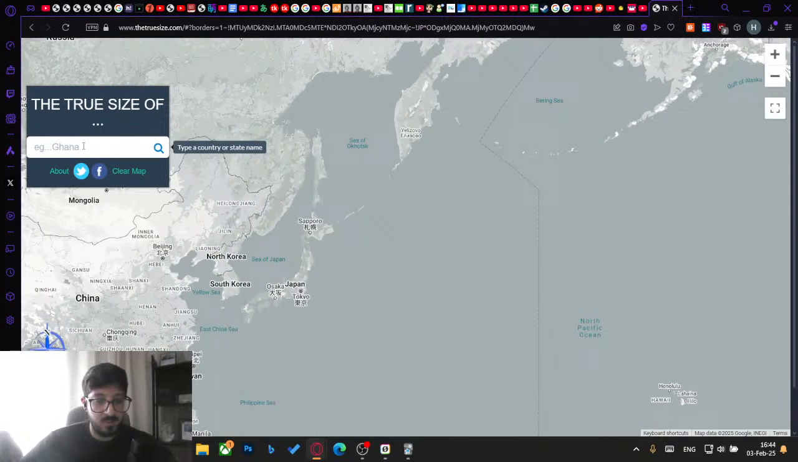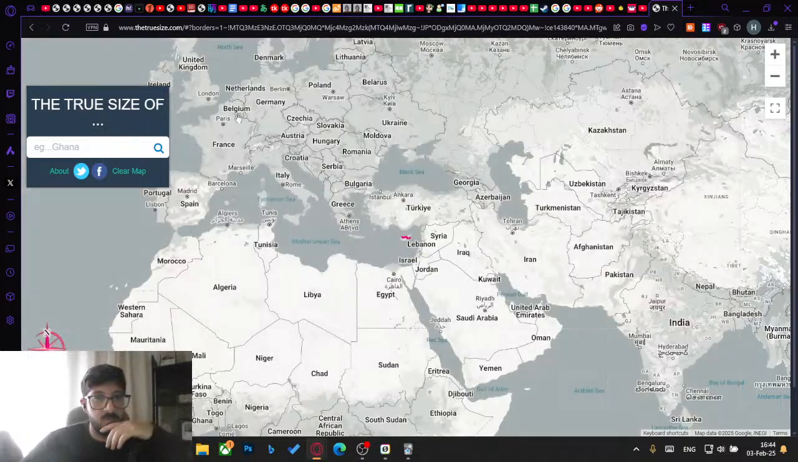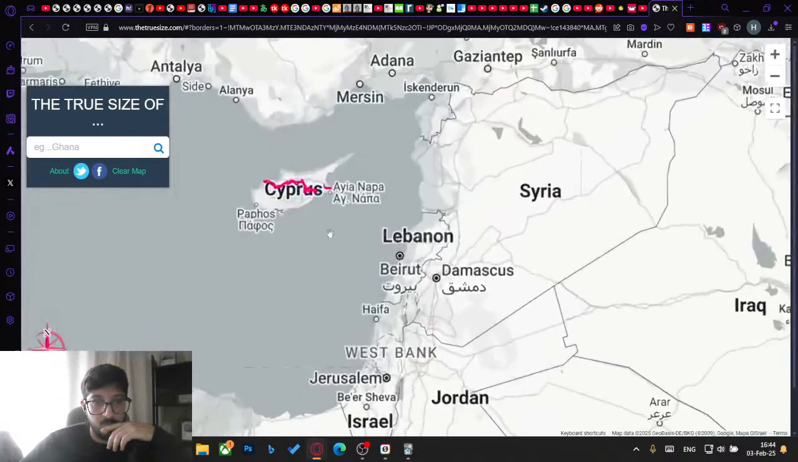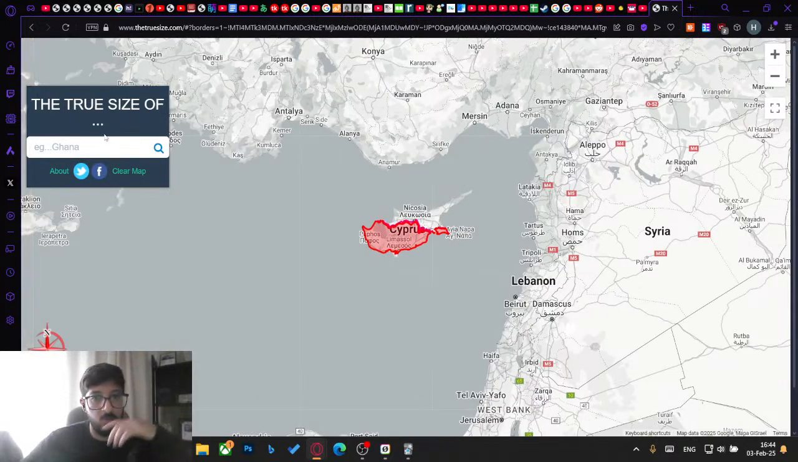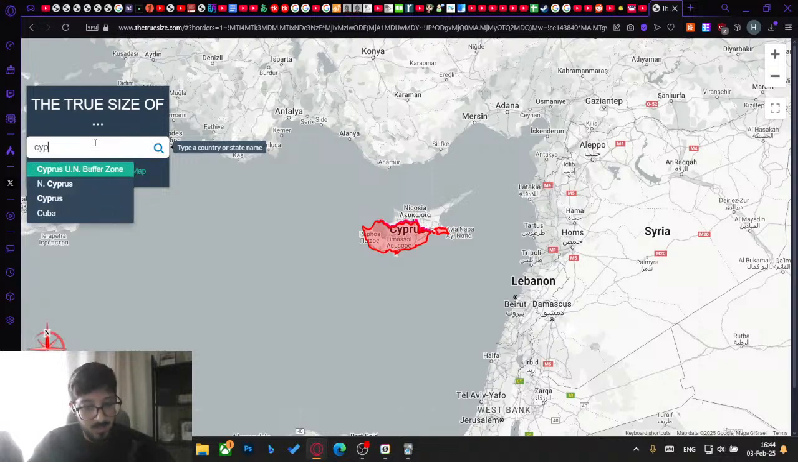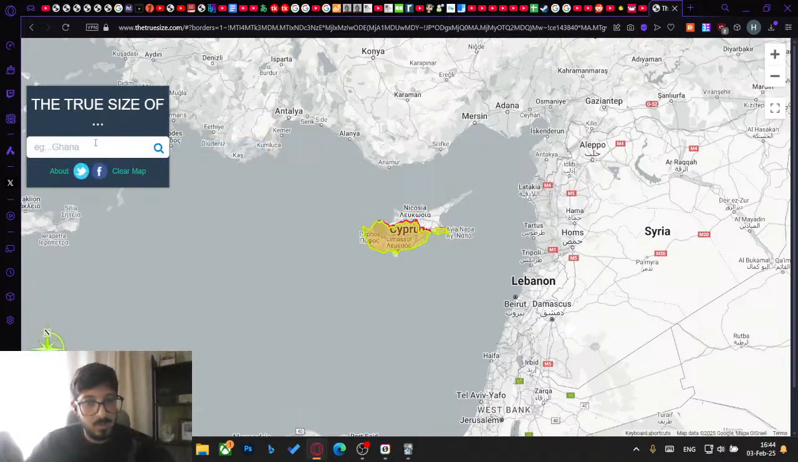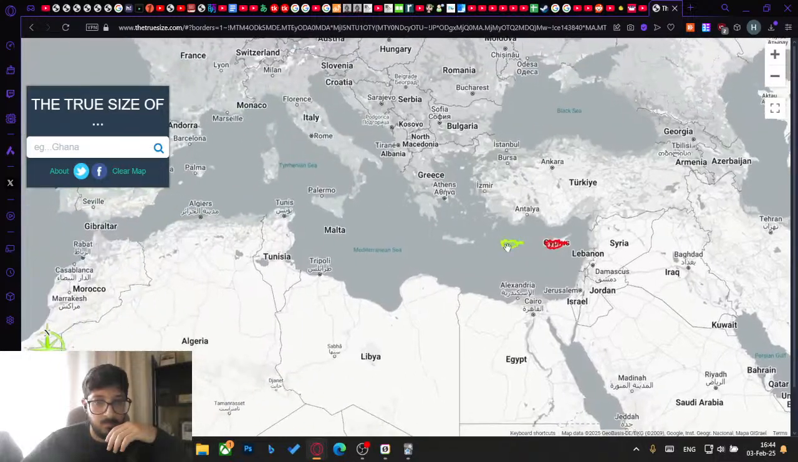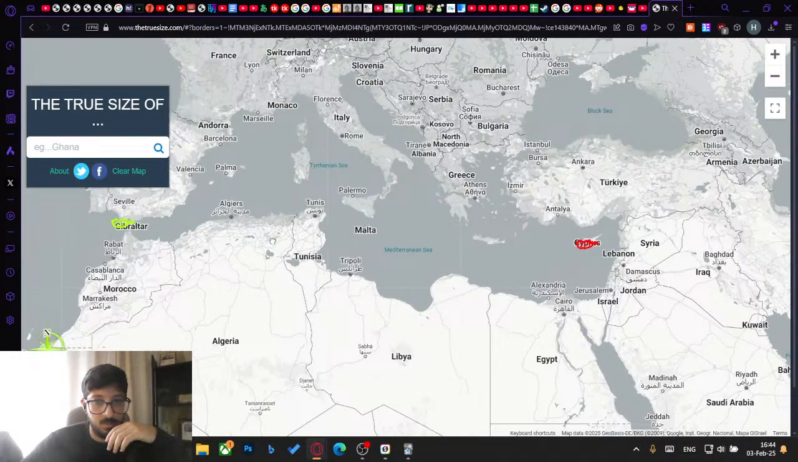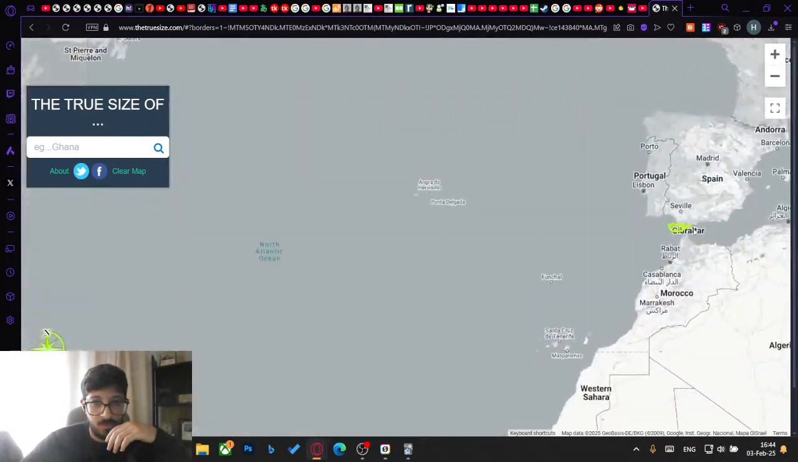Also Cyprus. Let's check out Cyprus. It showed me only the green line. So the whole Cyprus. Wait, it cuts Cyprus in half. They cut Cyprus in half. They don't show the whole country. Northern Cyprus, mission. So this is Cyprus, okay.